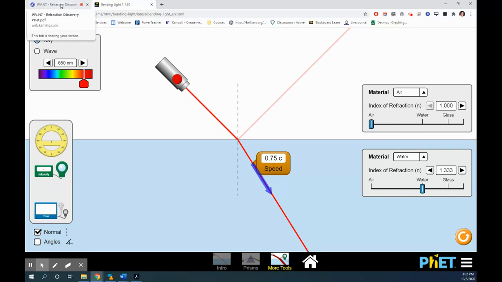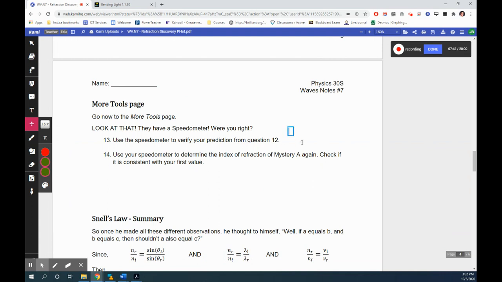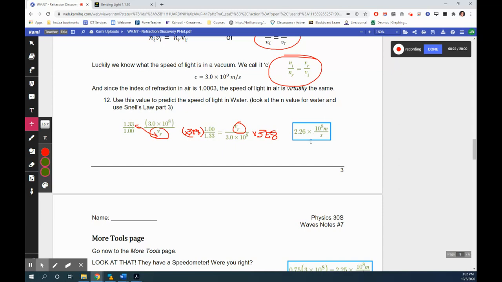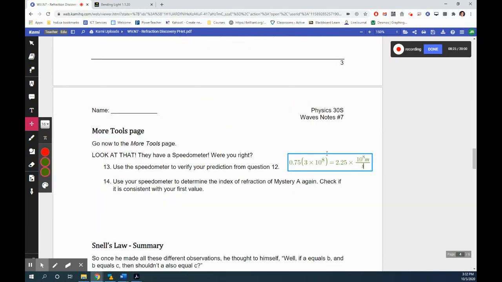Why don't they just tell us meters per second? Well, they don't. And so you just have to do a little bit of math. 0.75c means 0.75 times 3 times 10 to the 8. And when you do that, you get the speed. I've got it written down here, 2.25 times 10 to the 8 meters per second. And so this is basically exactly what we got here, right? It was a little bit off, but we got the same. We predicted the speed of light in water.